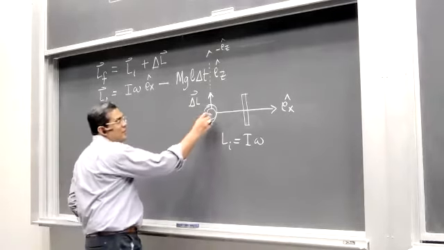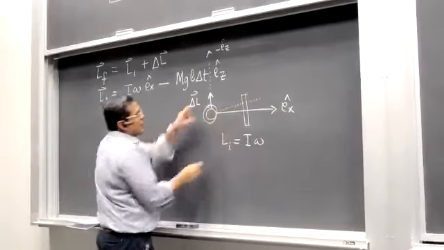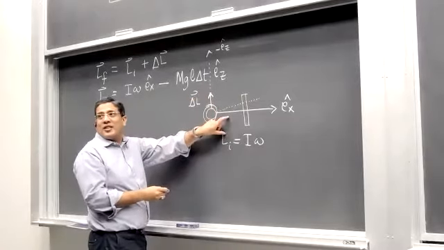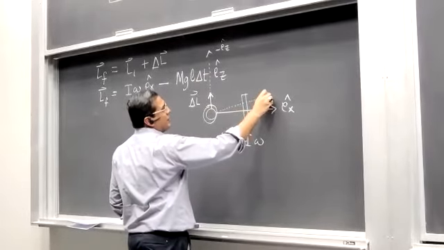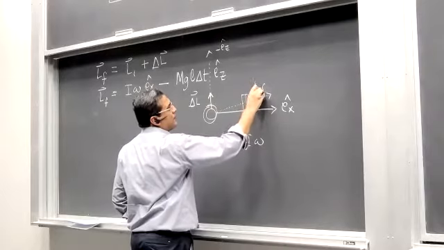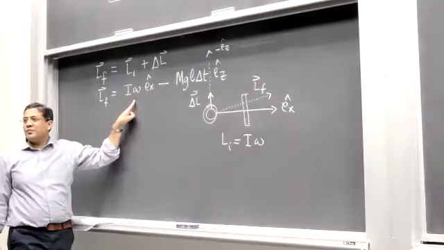So the resultant angular momentum has moved here. Because this component is small and this component is large, the total angular momentum LF would be here, no? The sum of these two, the vector sum of these two.